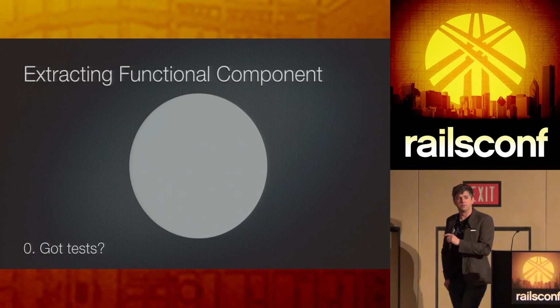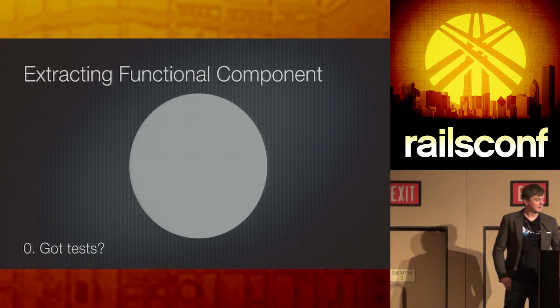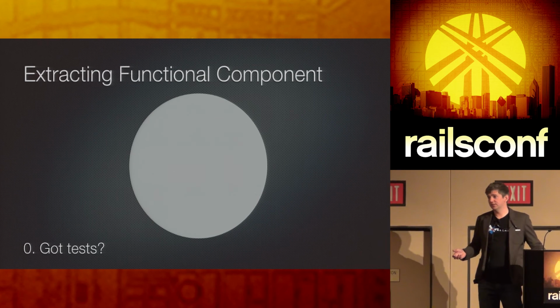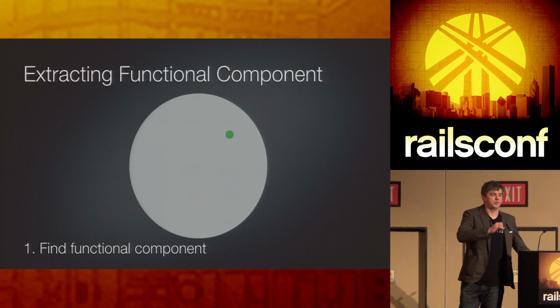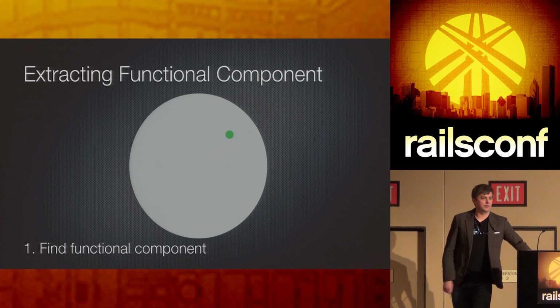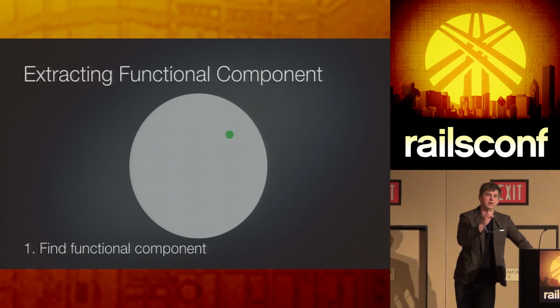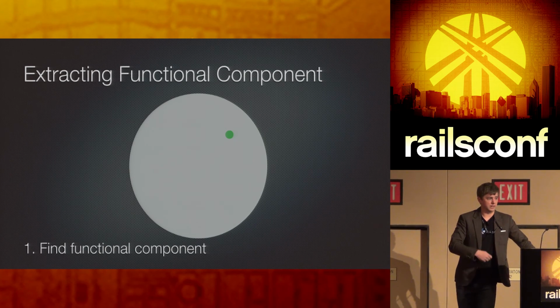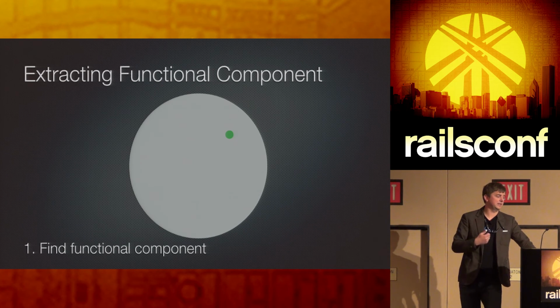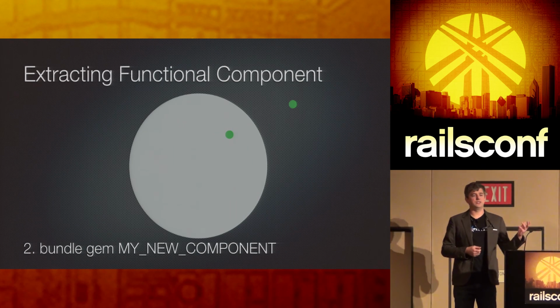Now your app is round suddenly. I don't know why. Again, got tests? Let's start there. So you find a functional component, and yes, I made that much smaller than that vertical, because typically you find a piece that is really, really separate, a very special functionality, maybe even something mathematically a function, in and out, some processing. You find that, and you create a gem.